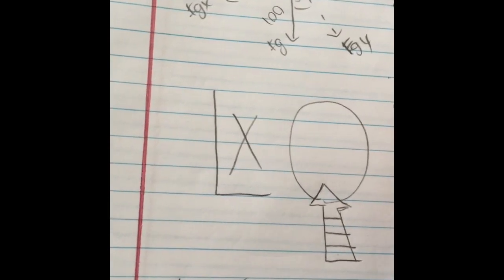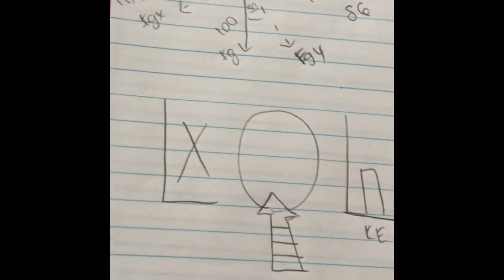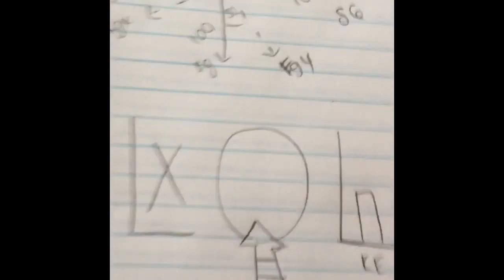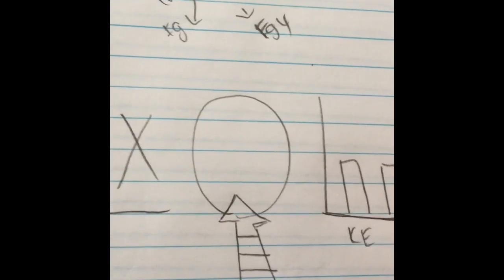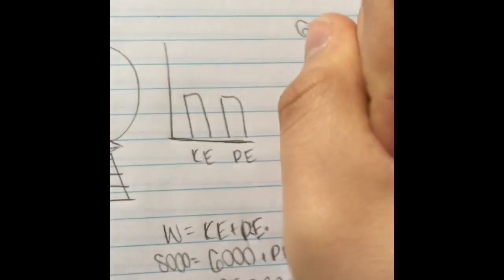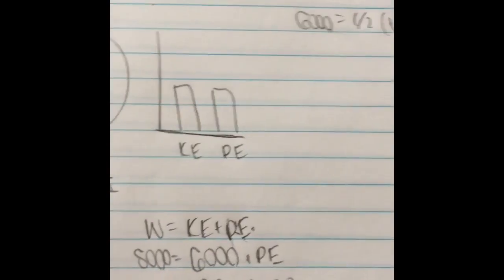And so the work in this case, if we take the equation from our LOL, is going to equal KE plus PE. KE we solved for before was 6,000, plus PE. Work is equal to 8,000. PE is equal to 2,000. And we solved for everything they asked.